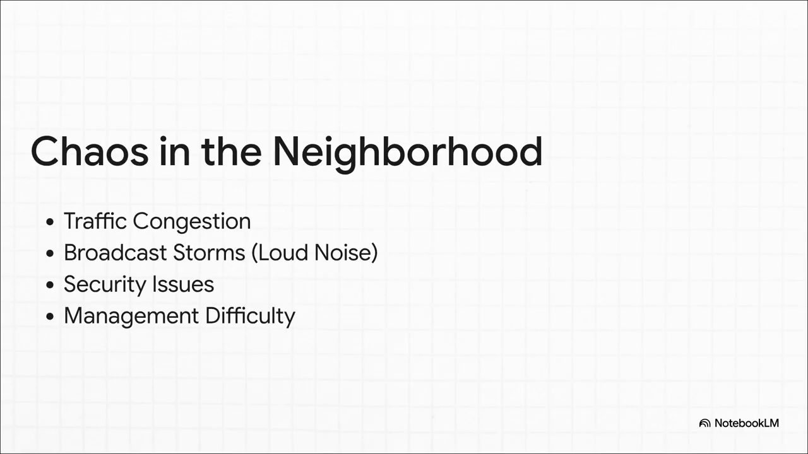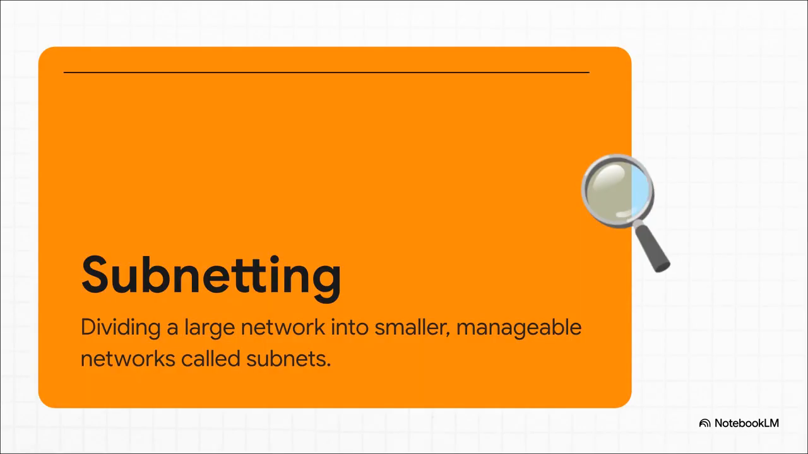Well, this chaotic neighborhood is a perfect mirror for a large, undivided computer network. All that data trying to use the same path creates these huge traffic jams, just massive congestion. And when one device needs to find another, it basically has to shout at everyone. It's this noisy thing called a broadcast storm. Security? It's a nightmare because there are no walls or fences. And trying to fix a single problem is nearly impossible. It's just completely unmanageable.